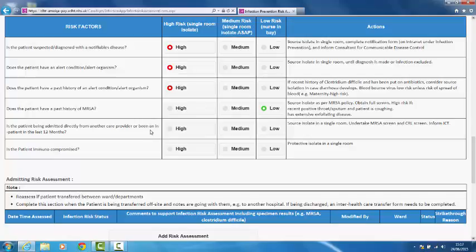Is the patient being directly admitted from another care provider or has been an inpatient in the last 12 months? We would tick high and isolate and perform CRE screens. If our patient was immunocompromised only and had none of the above risk factors, meaning they were in a state of neutropenia, they would be high and require protective isolation in a single room, which is different to source isolation.